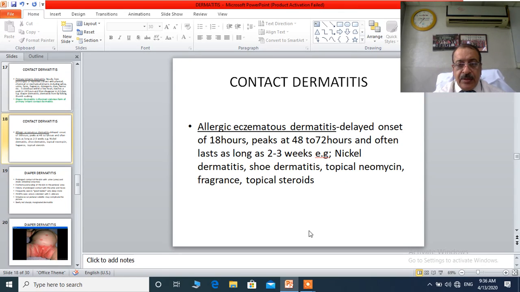So it looks very odd that drugs like steroids, which are used in the treatment of dermatitis, can themselves cause dermatitis. Similarly, drugs like neomycin can cause dermatitis.